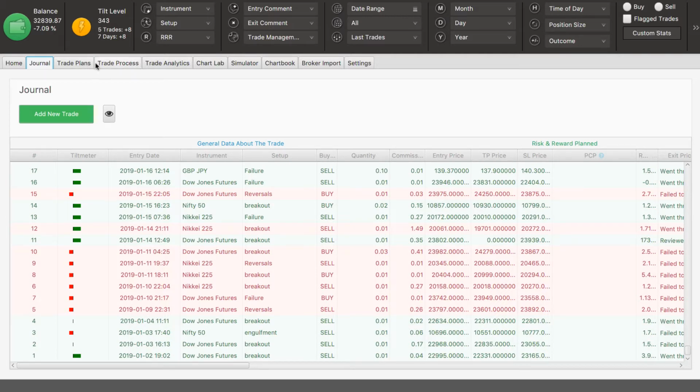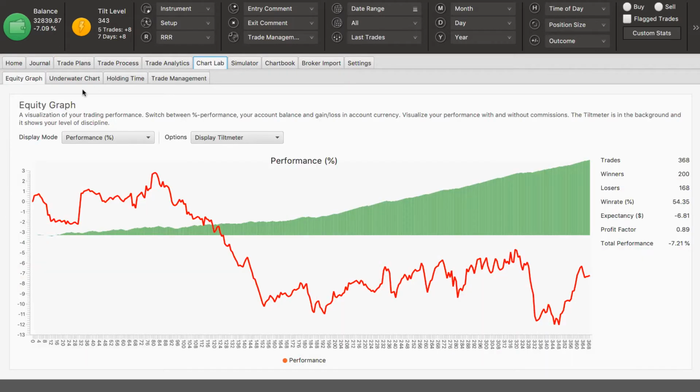And let's first look at the chart lab, and this is again what we see, the tilt meters in the background, and overall the tilt meters again, we want to look for outliers. And let me just move over.